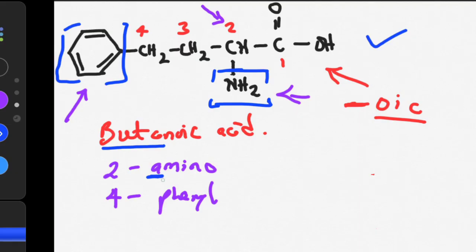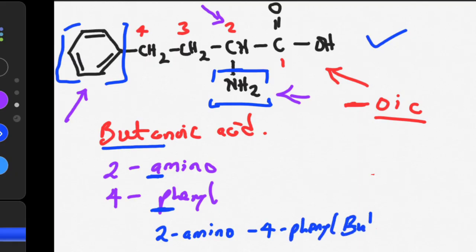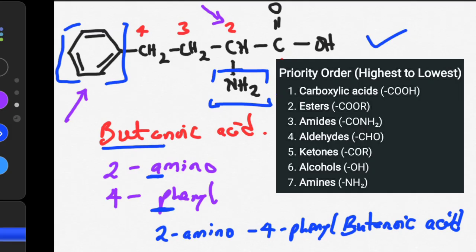A comes before P. So A comes before P. So we start naming by saying 2 amino, then 4 phenyl butanoic acid. So that's the name of this compound. Now you can see how the priority order tends to have an effect in the naming of organic structures. Let's take one more example to illustrate this priority order.